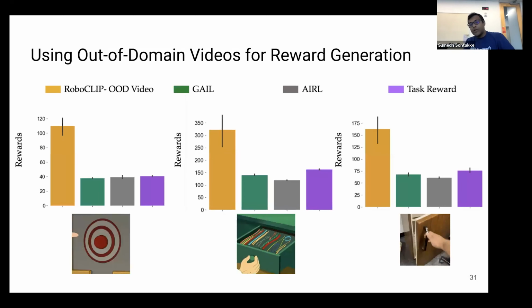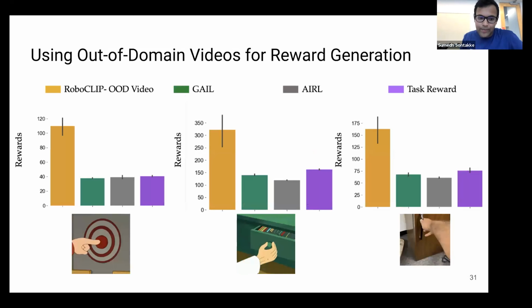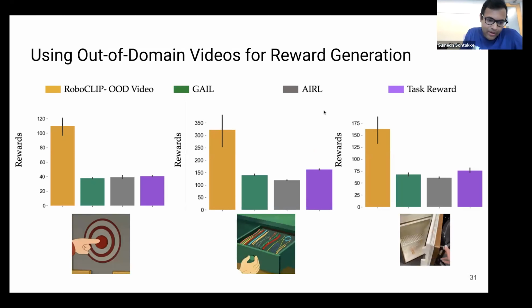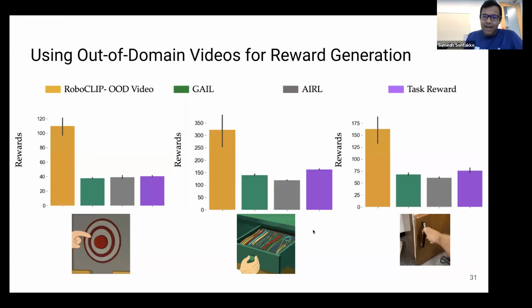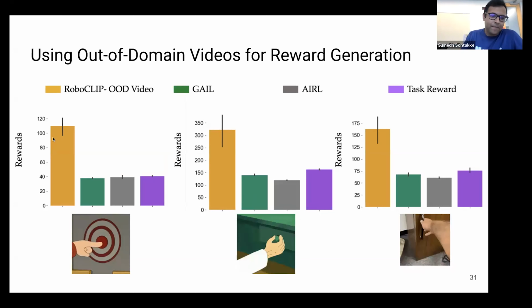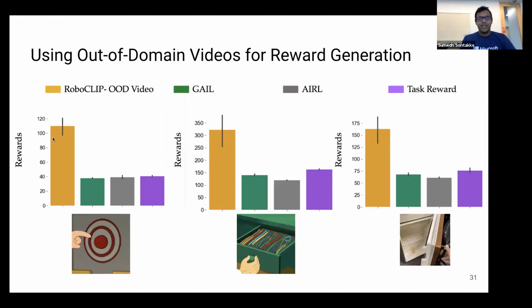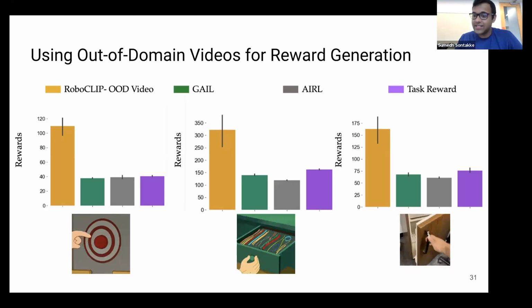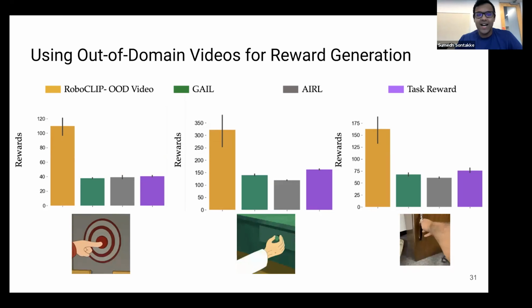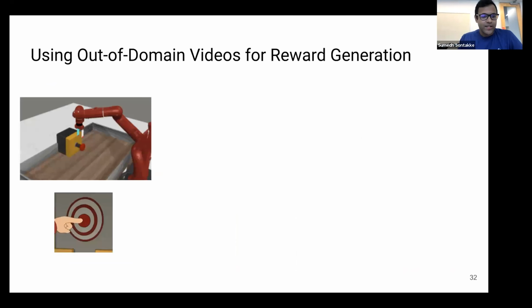We also studied how you could use OOD videos to generate rewards. So at the bottom here are the GIFs that I used to condition the video model as a demonstration. And we find that in each of these environments, we're able to get the policy to almost complete the task using these out of domain videos as a demonstration. So here are some examples of that.